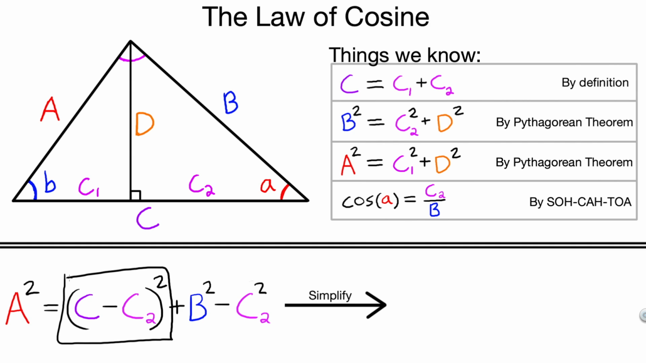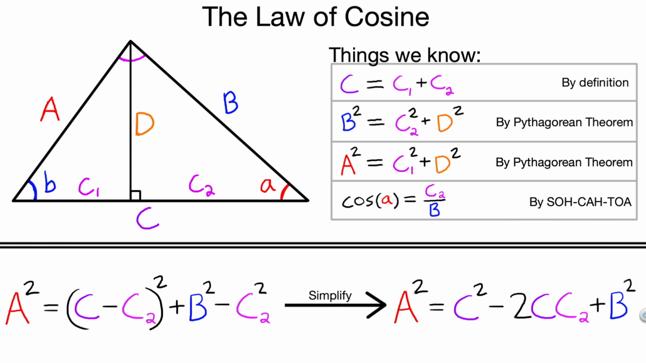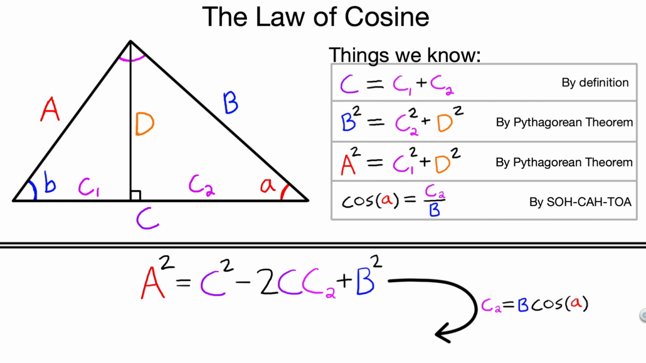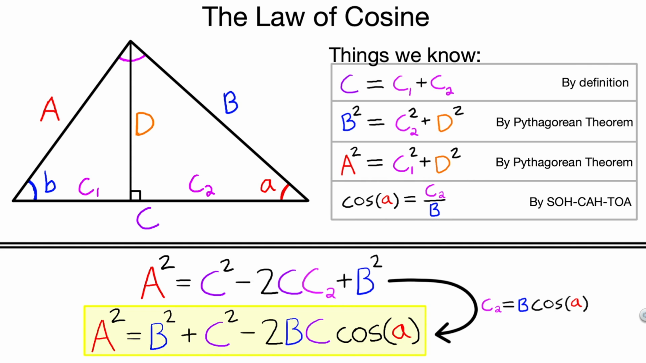If we expand out the (c minus c2) squared term, it will cancel out the negative c2 squared term at the end. What we will be left with is a squared equals c squared minus 2c times c2 plus b squared. As our last step, notice that we can replace c2 with b times cosine of a. This is derived by rewriting our last known fact if we multiply both sides by b. Once the substitution is complete, we will be left with the law of cosine, a squared equals b squared plus c squared minus 2bc cosine of a.